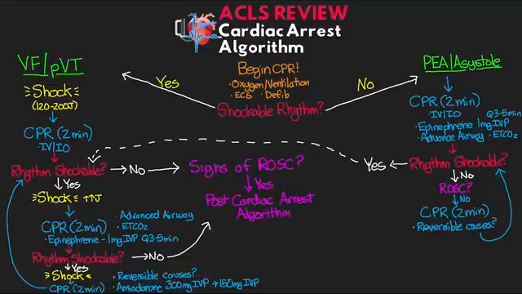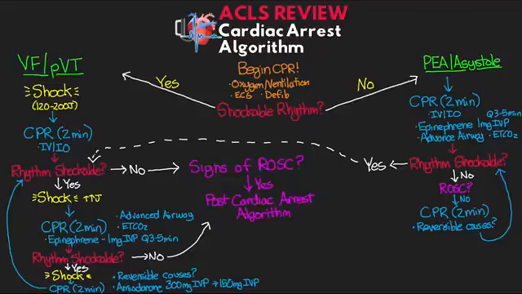If they do, they've got VFib or VTAC, so we're going to move to the left branch over here. We're going to immediately deliver that shock, go into our CPR, and begin working the algorithm on the left side. If at any point we do a rhythm check and they do not have a shockable rhythm and they have not achieved ROSC, then we're going to move over to the right-hand side. This means that they are in either PEA or asystole at this point.